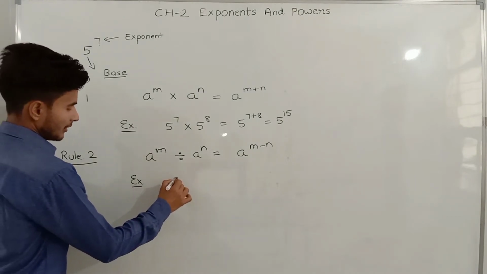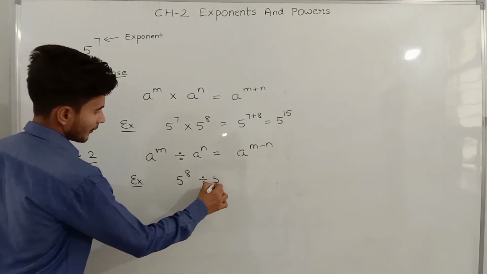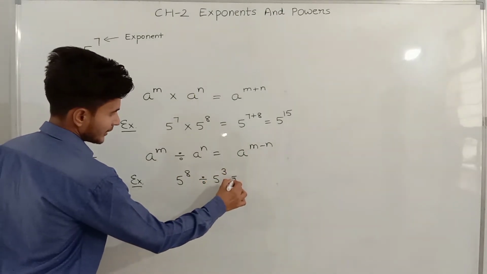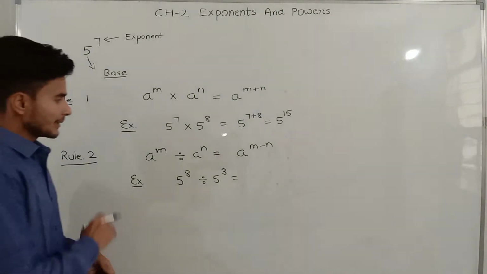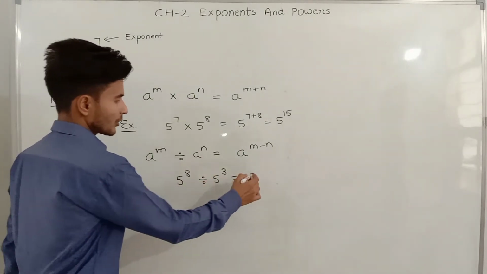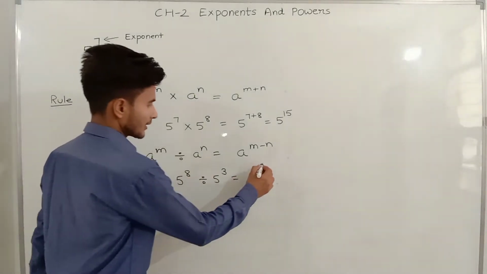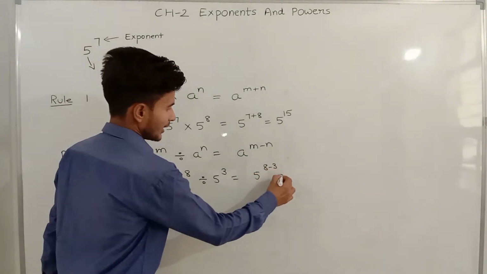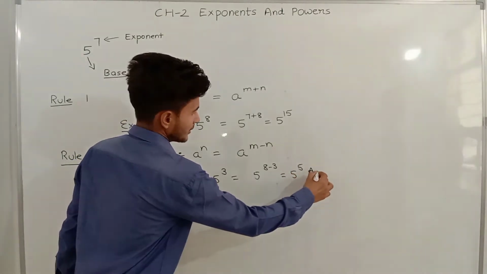For example, suppose I am taking 5 power 8 divided by 5 power 3. Can you solve it? Yes, it is very simple. By the formula, base is same, so base only we have to write a single time, and powers we have to subtract. 8 minus 3. It will become 5 power 5. That is your answer.